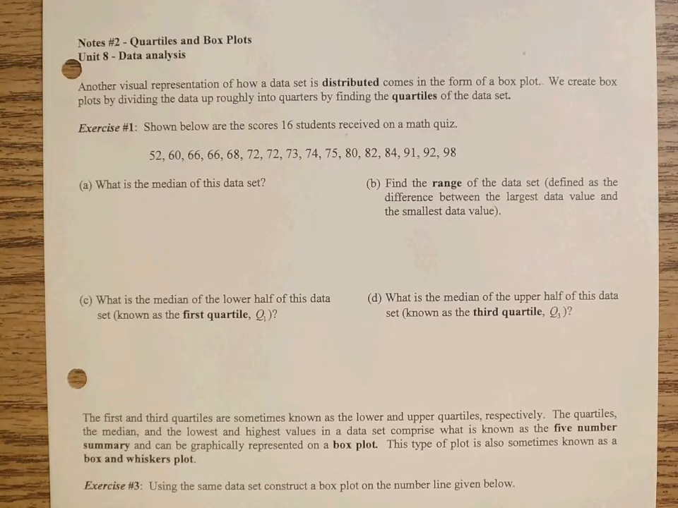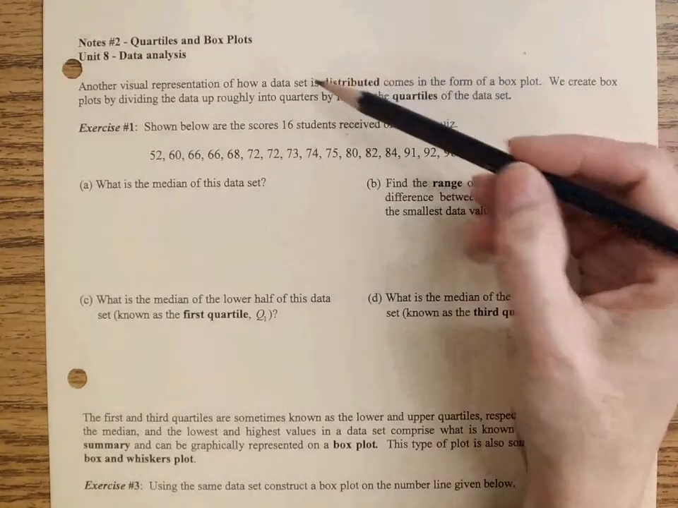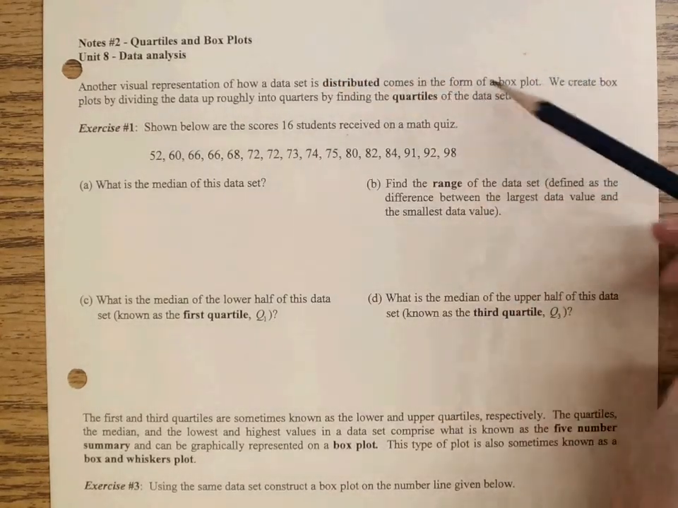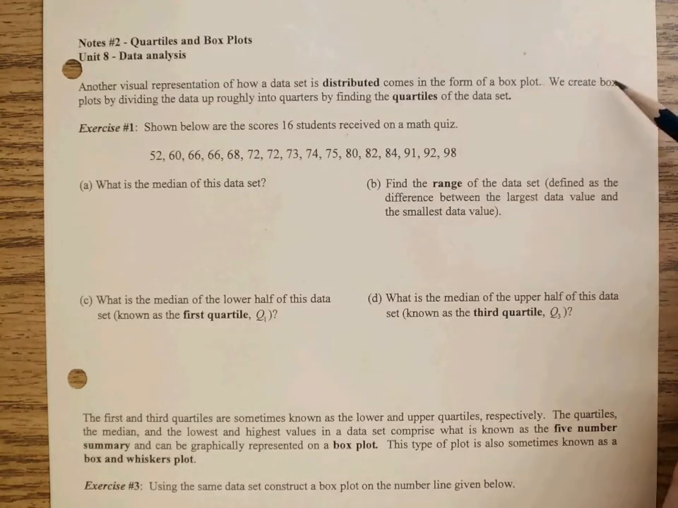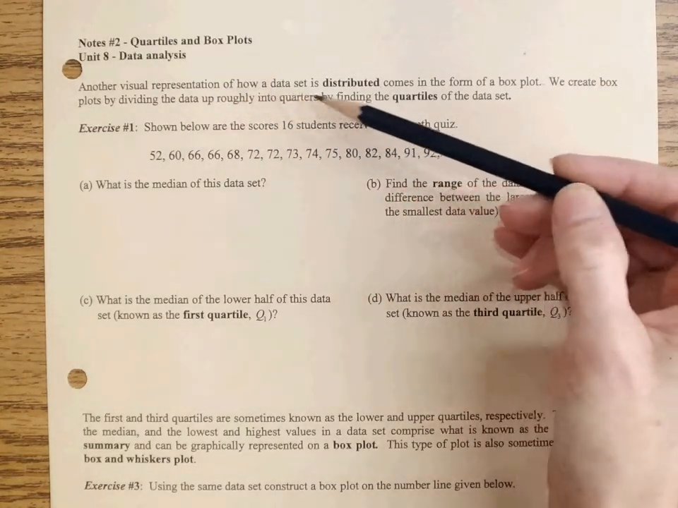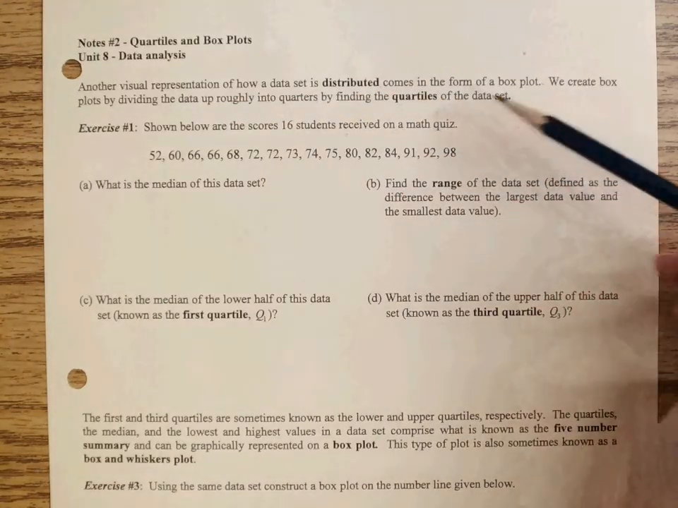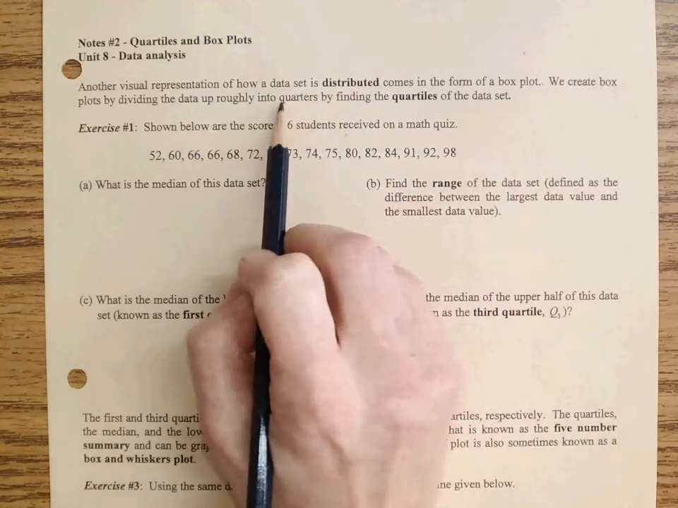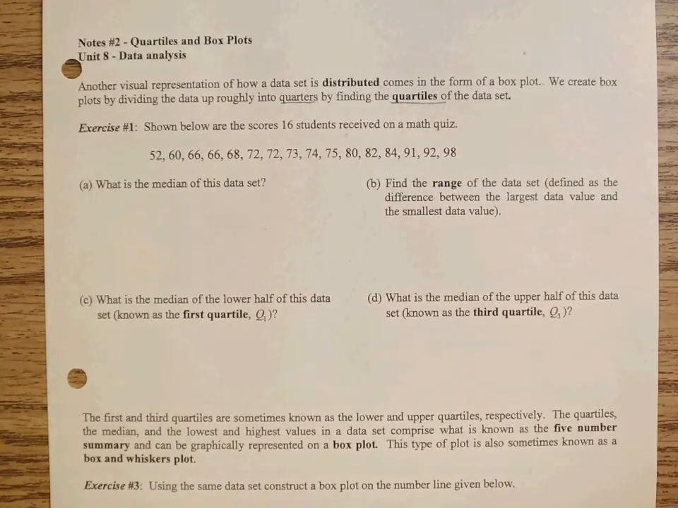Let's go ahead and start talking about quartiles and box plots, also known as box and whisker plots. In our first notes, we talked about some types of visual representation, histograms for instance. There are other things out there like stem and leaf plots, and this one is going to be box and whisker plots. It shows how a data set is distributed, and it can come in the form of a box plot. We create a box plot by dividing the data up roughly into quarters by finding quartiles of the data set.